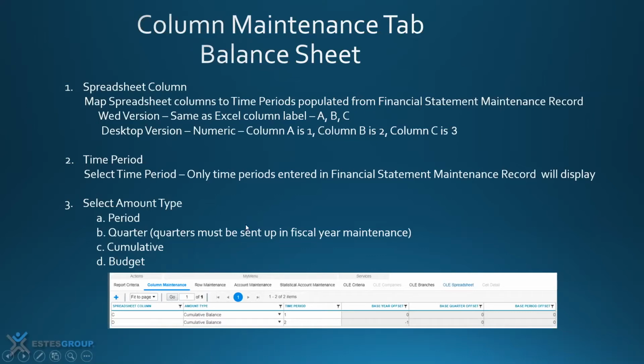If I were doing a profit and loss statement, I may want my first column to be the period data and my second column to be the year-to-date data, in which case then I would have period balance on my first row and cumulative on my second. You can also do quarters if your quarters are set up in fiscal year maintenance.